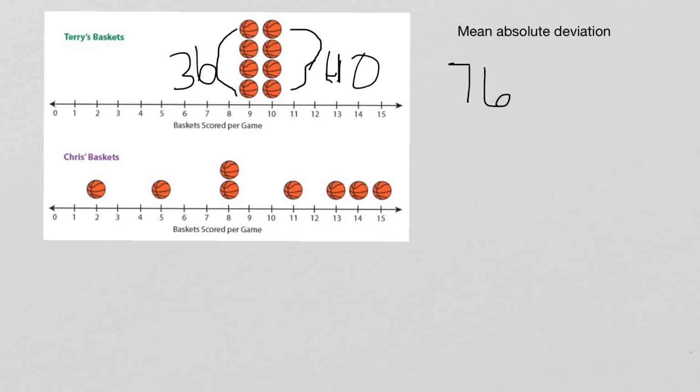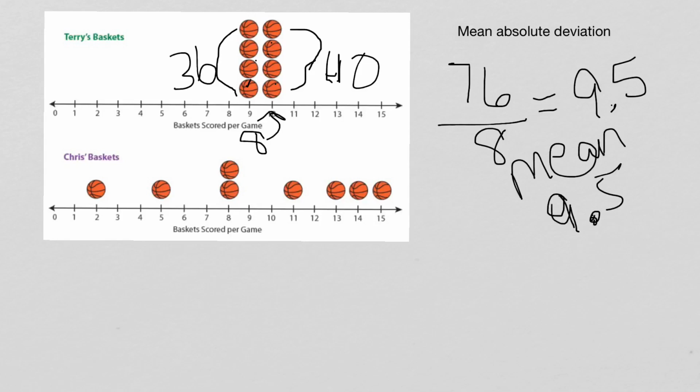We're not done yet. So now that we have all our numbers in the data set added up, we need to divide by the amount of items in the data. So we count 1, 2, 3, 4, 5, 6, 7, 8. There are 8 different numbers in this data set because of the 8 basketballs that we have there. So we're going to divide this number by 8. And that gives us 9.5. And awesome. Now we know that the mean of this data set is 9.5.